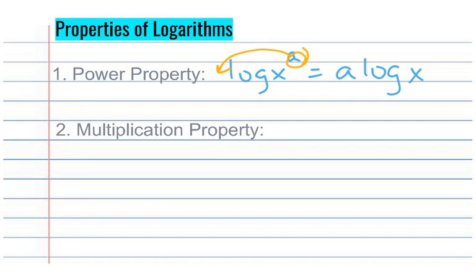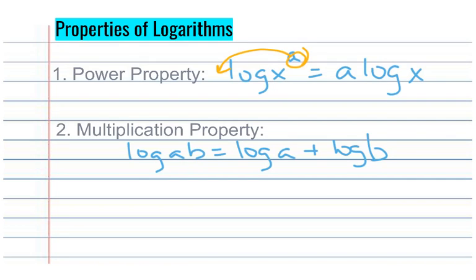The second property we want to focus on is the multiplication property. Under the multiplication property, it states if we have log of a times b, we can expand that and write it as two different logs. So this is the same thing as log a plus log of b.